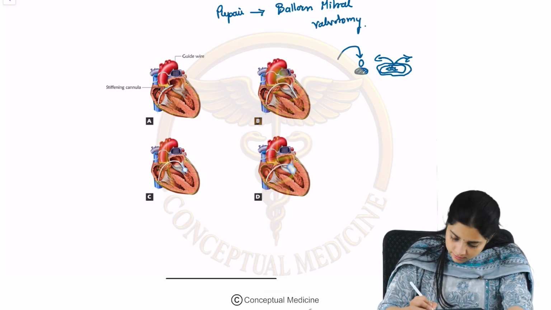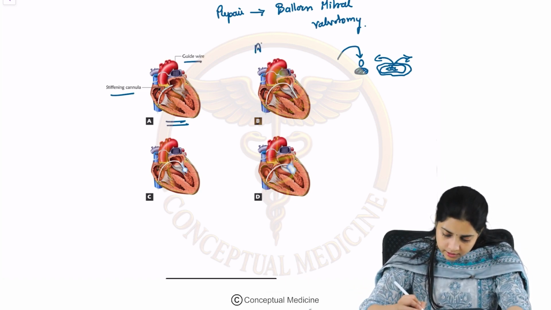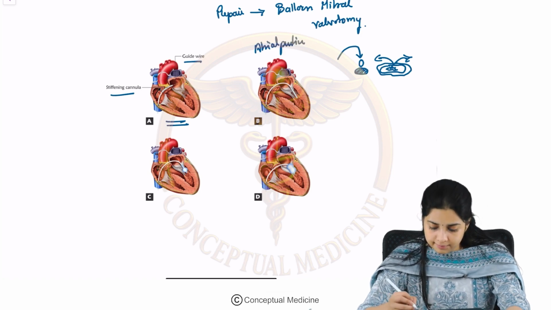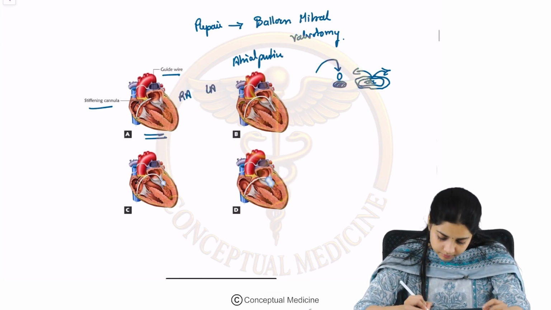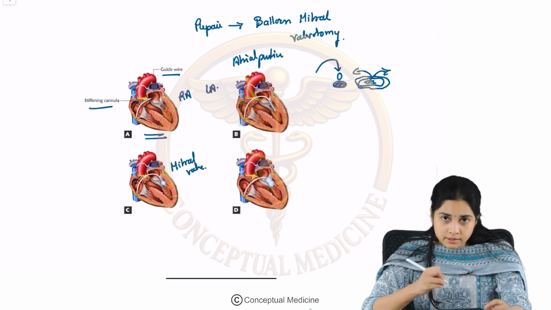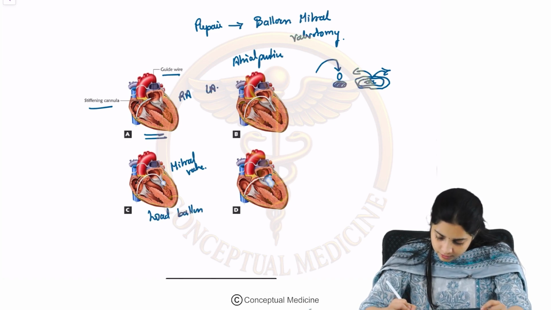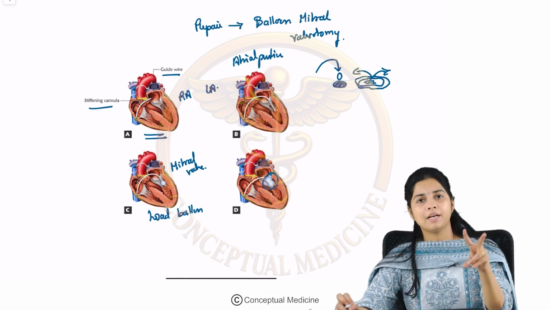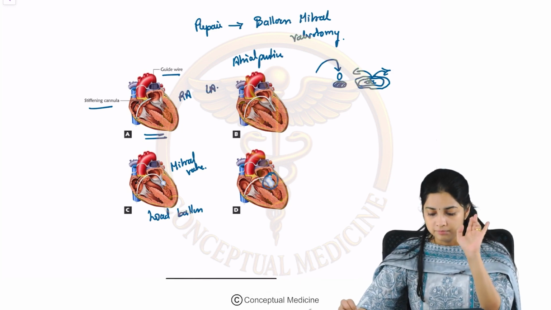So you can see here in this image A that first there is a cannula and a guide wire that is inserted. Then we do an atrial puncture. The interatrial septum is punctured. From the RA it goes to the LA and then reaches the mitral valve. On the guide wire you load the balloon and then you inflate the balloon here. So the mitral valve opens up. So this is your percutaneous balloon mitral valvotomy.